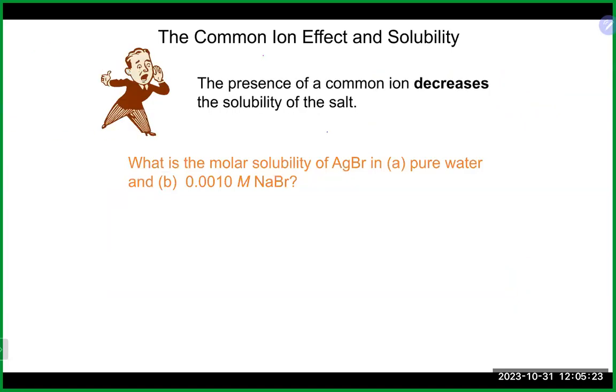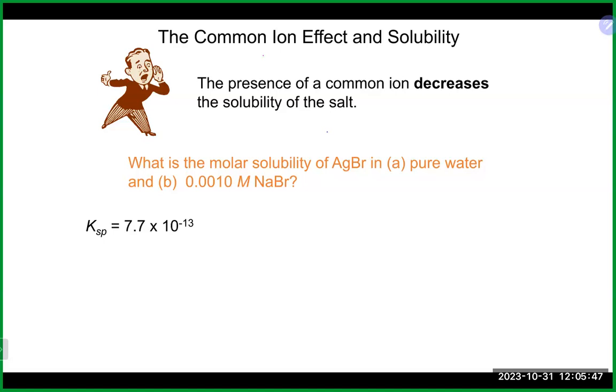All right, then let's talk about, first off, some things that affect solubility. And one of the things that affects solubility is the common ion effect, which is what we talked about when we talked obviously about buffers in our favorite chapter ever, which is chapter 14. Here, the presence of a common ion will actually decrease the solubility of the salt.